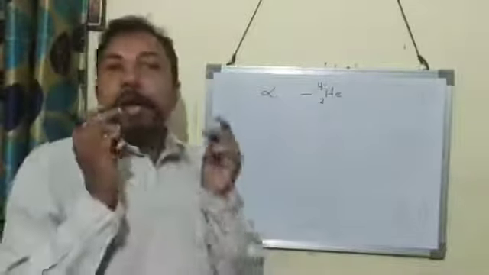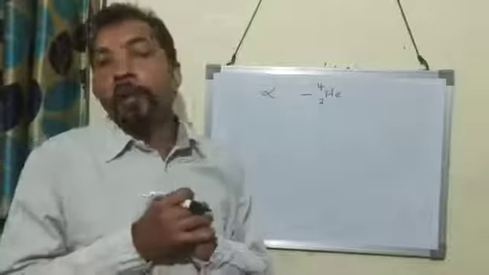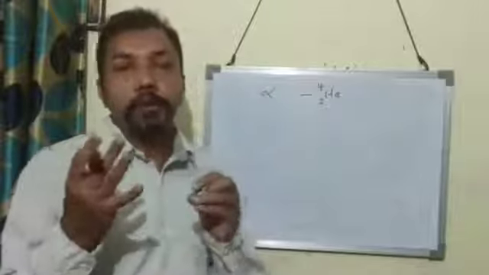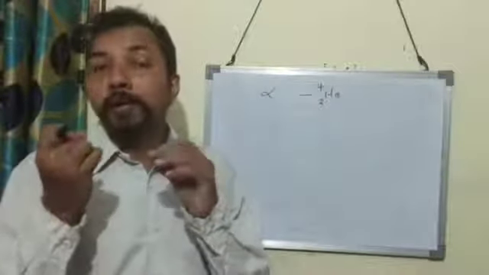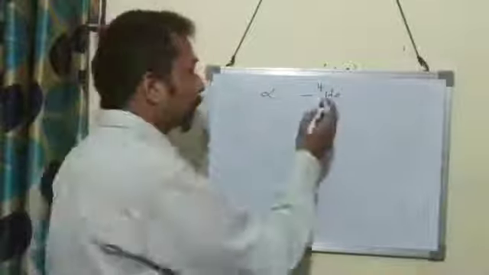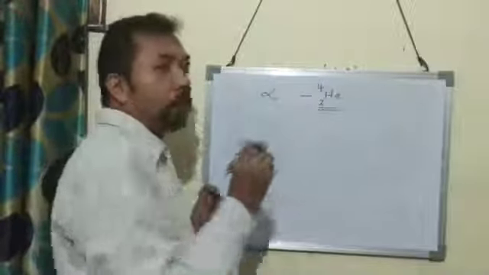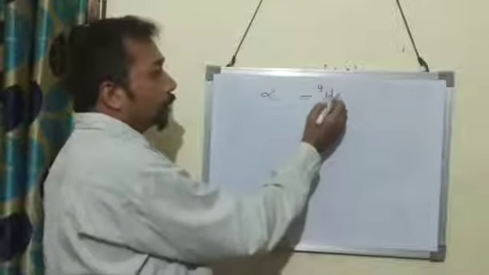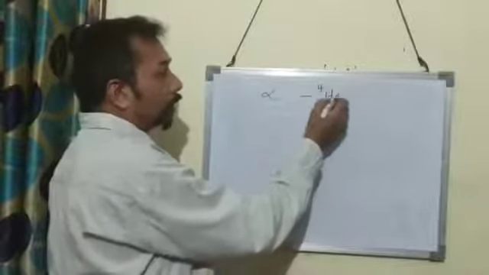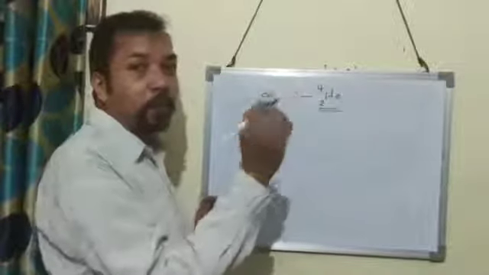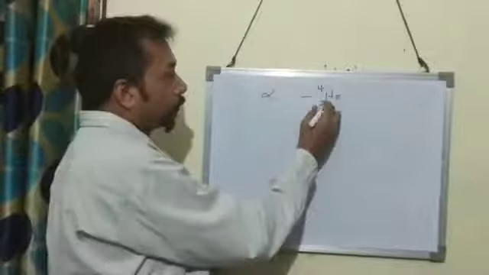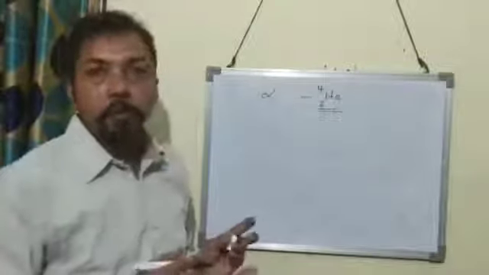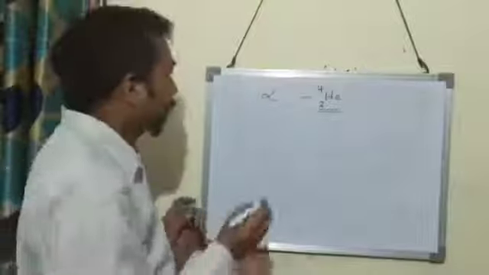So when an unstable nucleus emits an alpha particle, it gives out 2 protons and 2 neutrons. This is a helium nucleus. It means the atomic number reduces by 2 and the mass number reduces by 4.